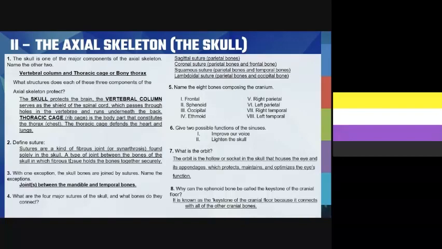Lambdoid suture or lambdoidal suture. It is a dense fibrous connective tissue joint on the posterior aspect of the skull that connects the parietal bones with the occipital bone. Number five, name the 8 bones composing the cranium. First is frontal. The frontal bone is involved in 3 areas of the head, including the forehead, the orbit, and nose. The bone is divided into 2 sections.